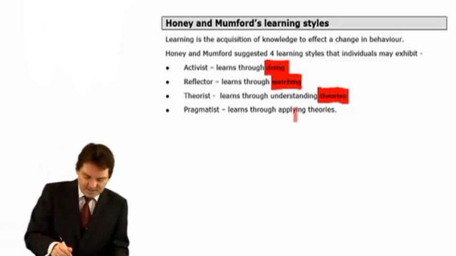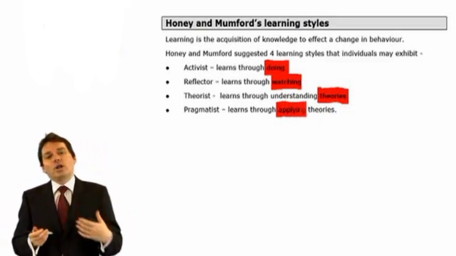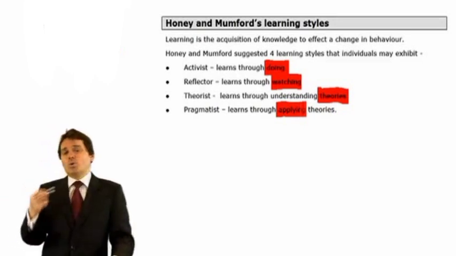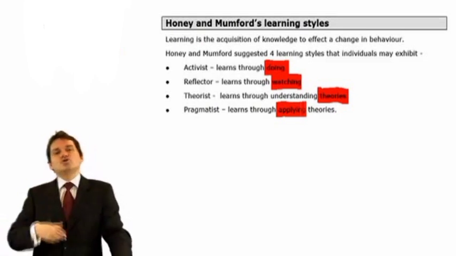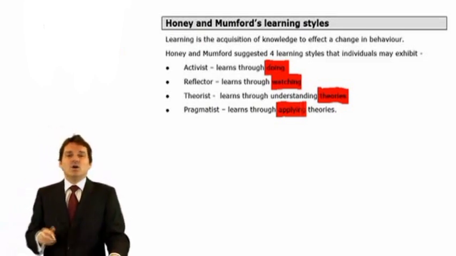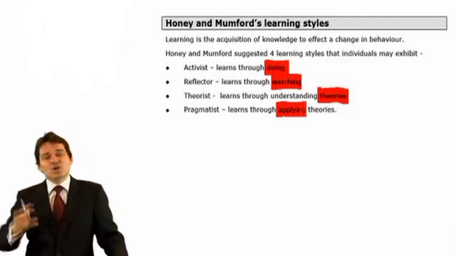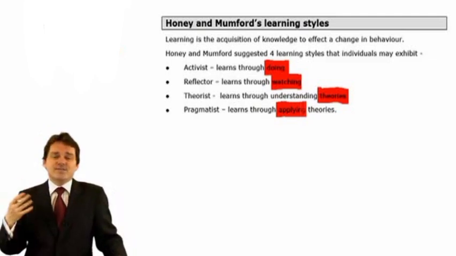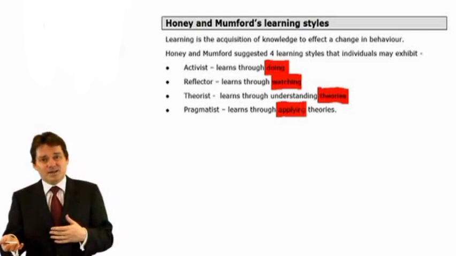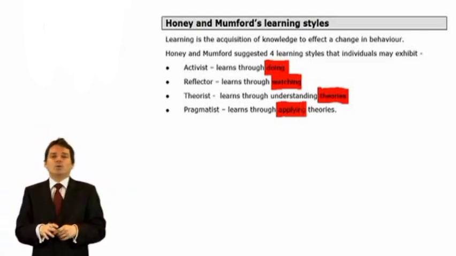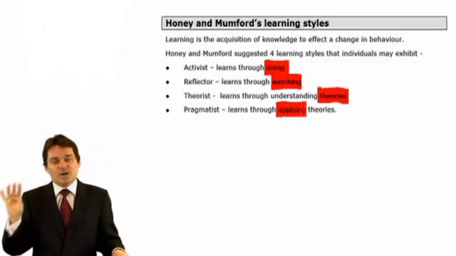And finally, pragmatists like to learn the theories, but they then like to apply them. So a theorist is quite happy just reading a book about something, whereas the pragmatist would then want to try and apply what those theories are. So they'd read about what the engine does, but then they'd want to sit in the car and see what happens to the car engine when they press various pedals, when they change gears, so they can see the things being applied.